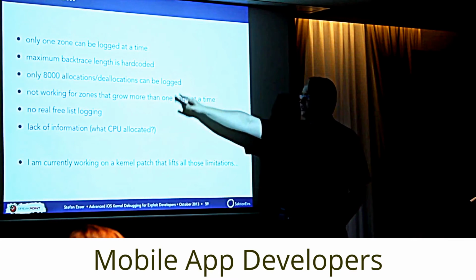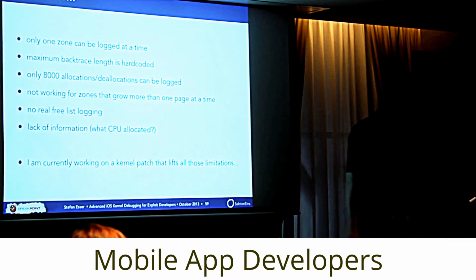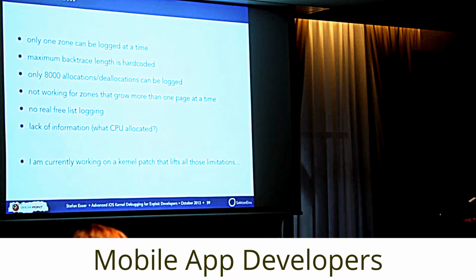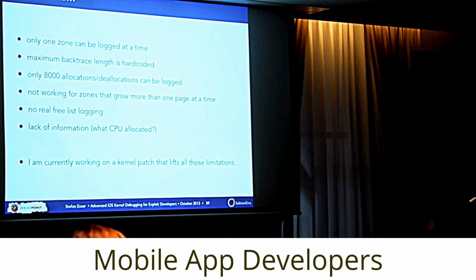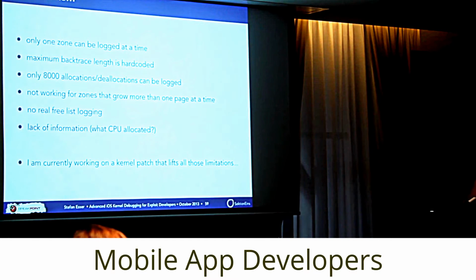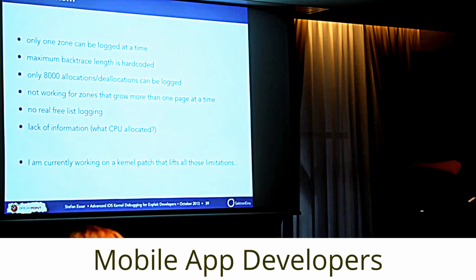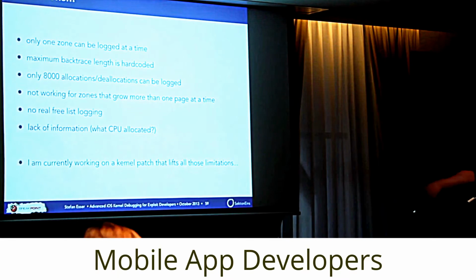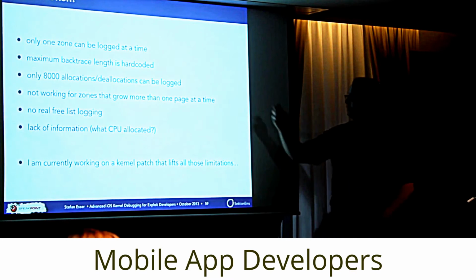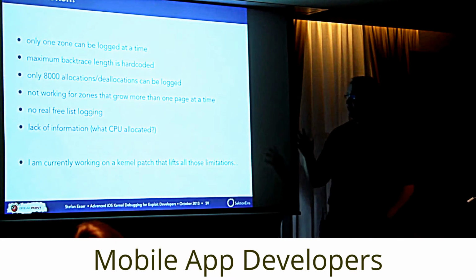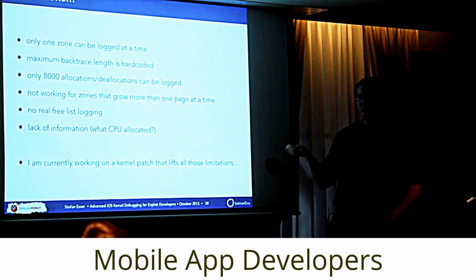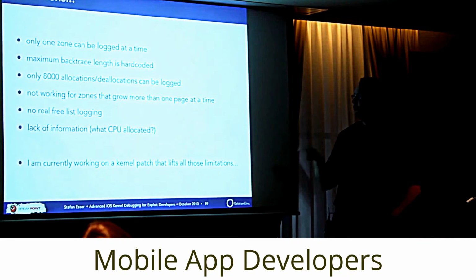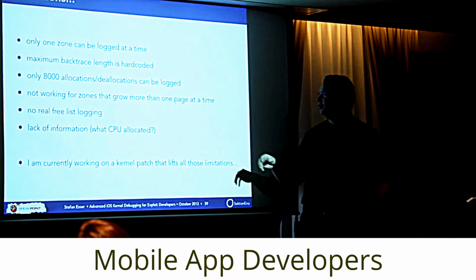The limitation of 8,000 allocation deallocations normally, in most of the cases, is not a problem because when you try something, you are basically trying it right now and then you dump. So it should be in the last 8,000. But I will lift that too by having a user space daemon that just pulls all the information into user space all the time, so we are not wasting kernel memory.